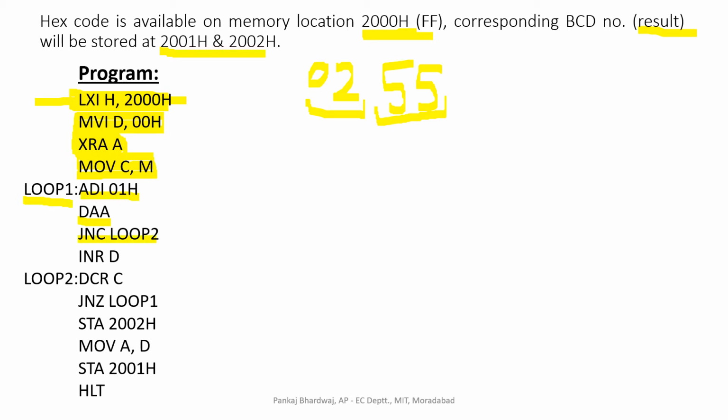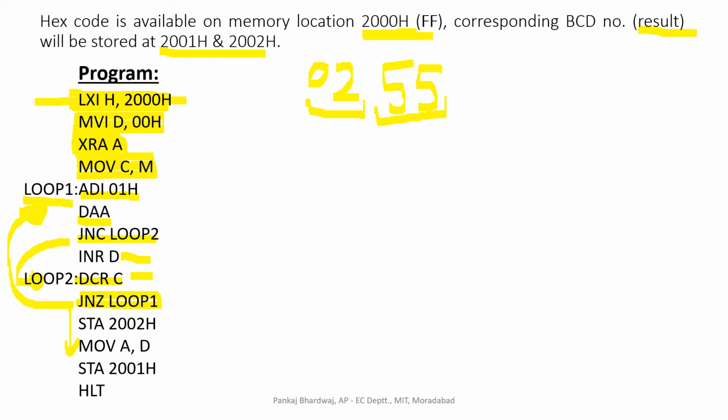So if it generates a carry, it goes to loop 2, and when it goes to loop 2, that means we decrement the counter. If it does not have any carry, then we'll simply increment register D, and then we go to decrement C, and then we jump on no zero. If zero occurs, then it will go ahead, and if there is non-zero data in register C, that means we need to go back to the loop again.